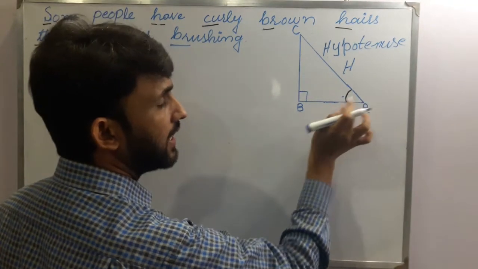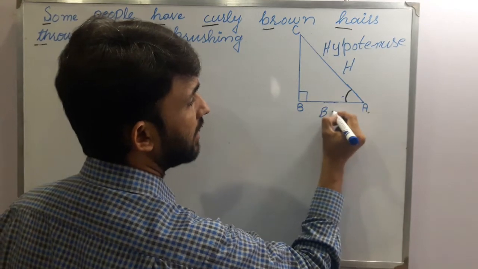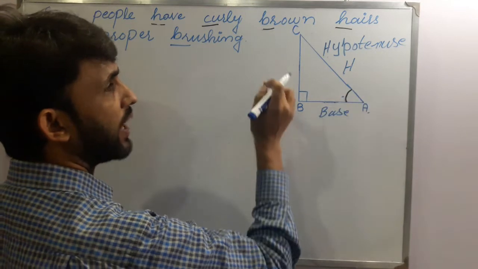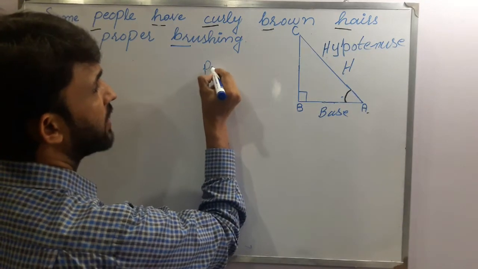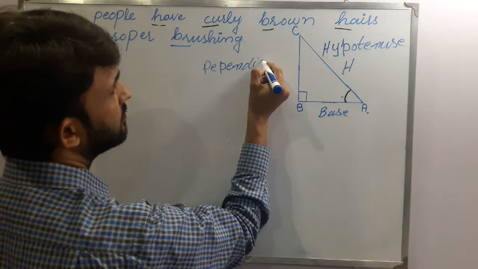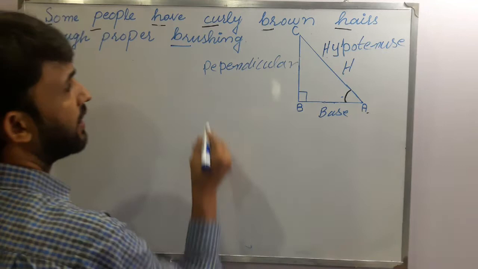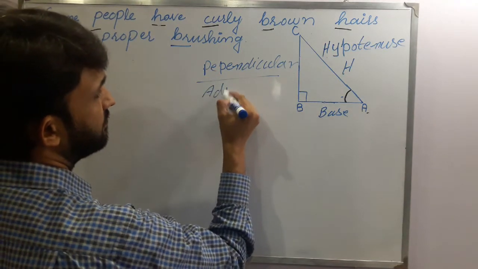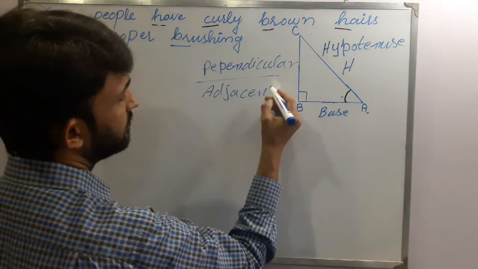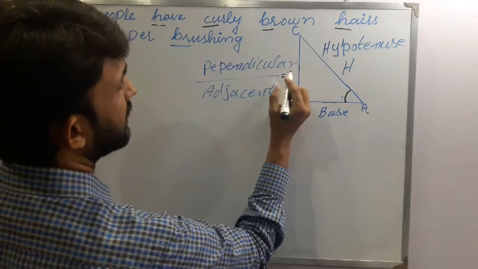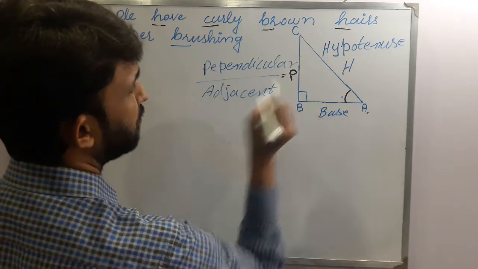The side with the angle is always your base. And the side opposite to the angle is the perpendicular. We call it perpendicular, or we can call it adjacent. Okay, perpendicular or adjacent. In this case, we will use perpendicular as P.